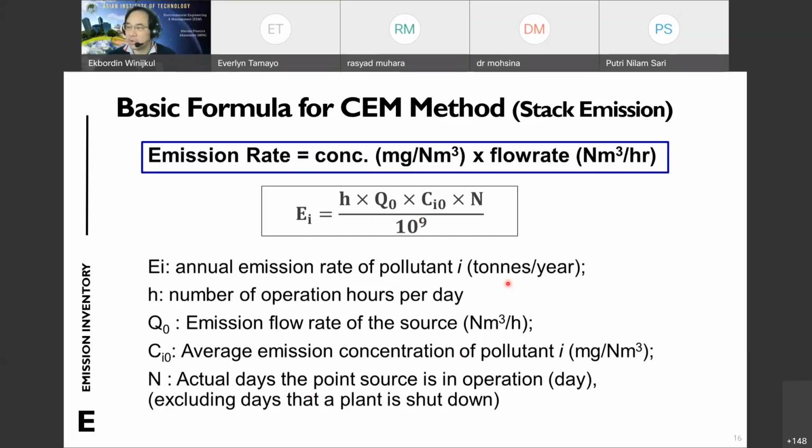Okay, so these are three simple formulas that you can use to develop an emission inventory. Anyway, the complexity of the emission inventory can increase when you add more factors into the development.